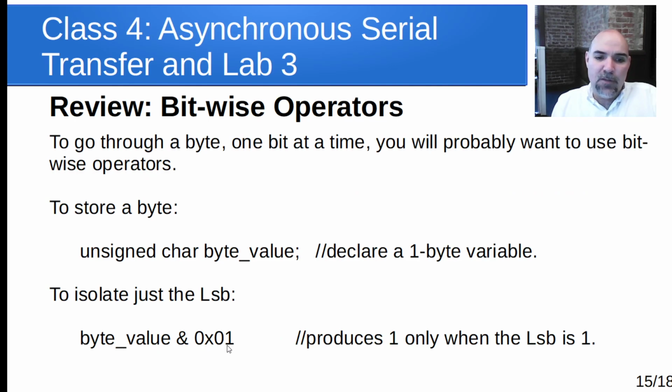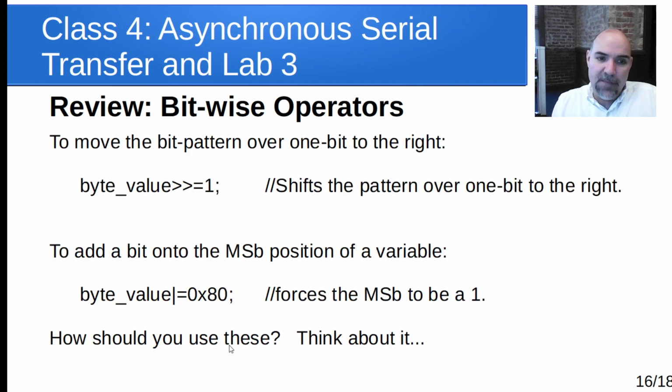If byte value and 1, then put out a 1, else output a 0. Or in other words, put out high, else put out low, and then go to the next one. And if we had that in a loop that went 8 times, we would go through each of the 8 bits one at a time.